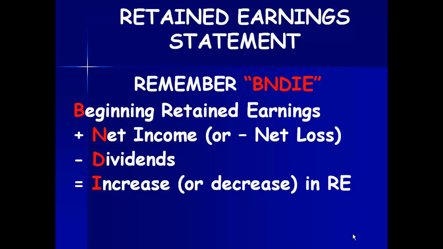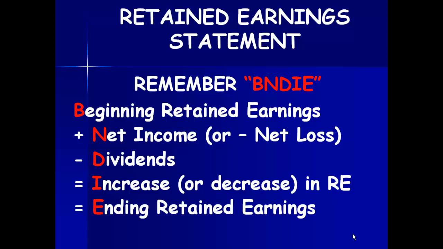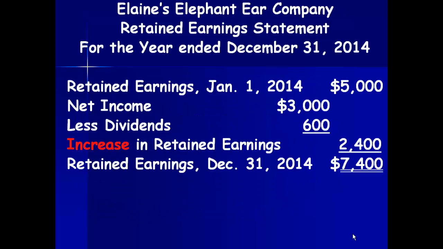If we take the beginning retained earnings, we add the increase or subtract the decrease, that will then give me my ending retained earnings. So we're explaining why my retained earnings changes from the beginning of the period to the end of the period. Let's look at an example with some numbers here and make a little bit more sense.